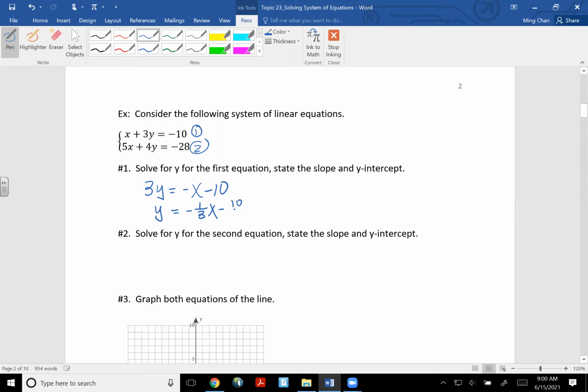Oh, maybe that's not a very good example because it's hard to graph 10 over 3. Let's make that into a 12. How about that? Let's make that into a 12.